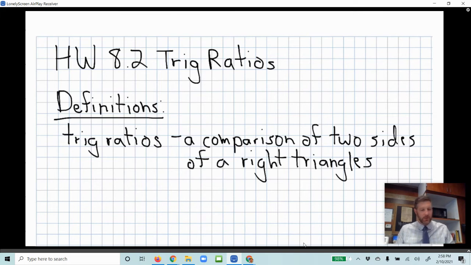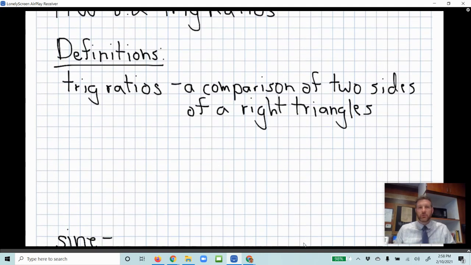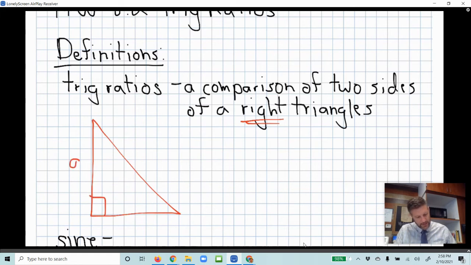And so that's actually one of our definitions. Our first one here is trig ratios, and that is a comparison of two sides of, and I'll emphasize here, a right triangle. So we're talking specifically about right triangles. So what do we mean by comparison of two sides of a right triangle? Well, for example, let me draw that a little better. So we have a right triangle.